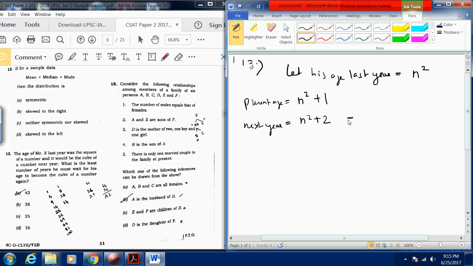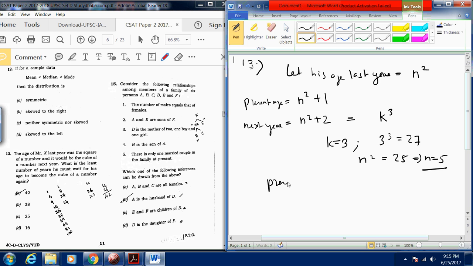And that should be equal to the cube of a number. So just by trial and error, if we put say k equal to 2, 2 cube will be 8, 8 minus 2 is 6, n square is equal to 6 won't give a natural number n. If we put k equal to say 3, 3 cube is 27, n square is equal to 25, which implies n is equal to 5. So that will be the solution.